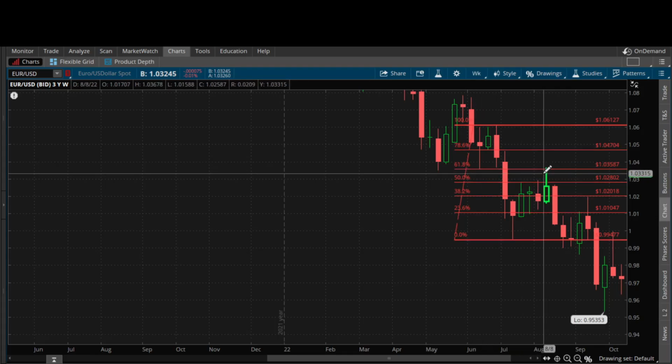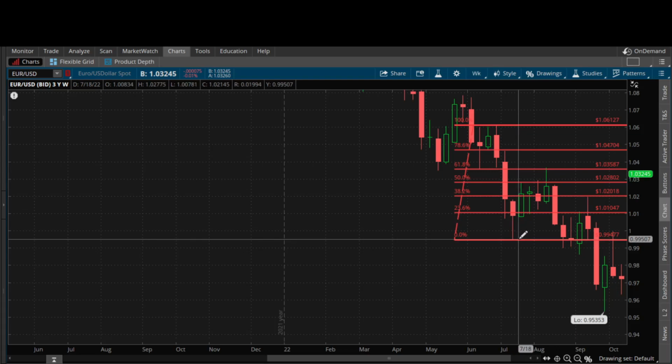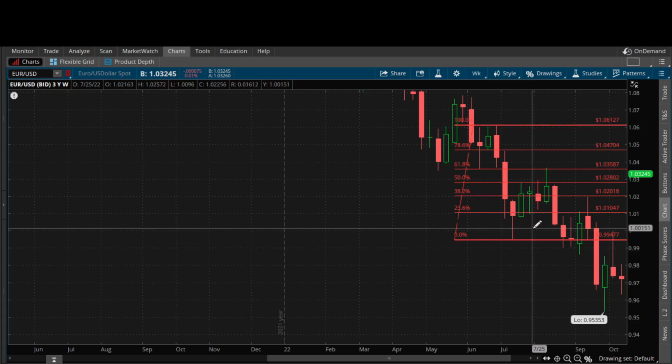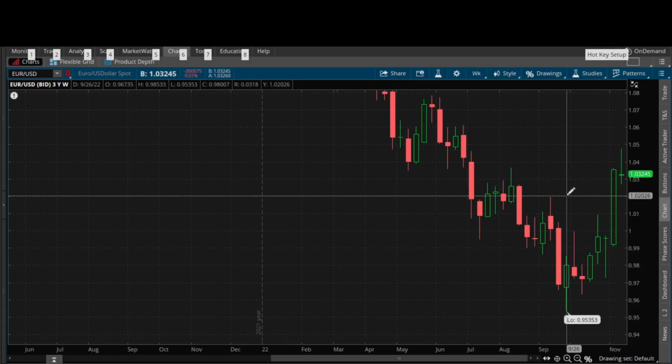Okay. Well, so really you want to try to get your entry above 50%, but really once it takes out that low, that's when you really need to start looking for the door, once it takes out that low right there. But yeah, that is EUR/USD.